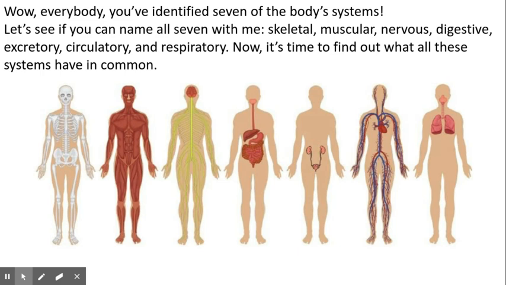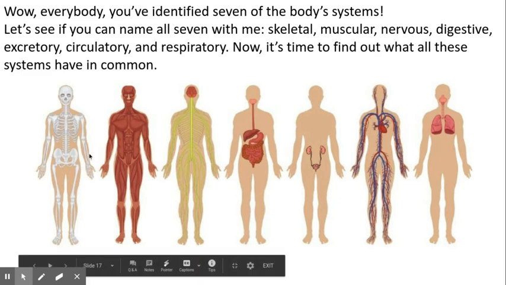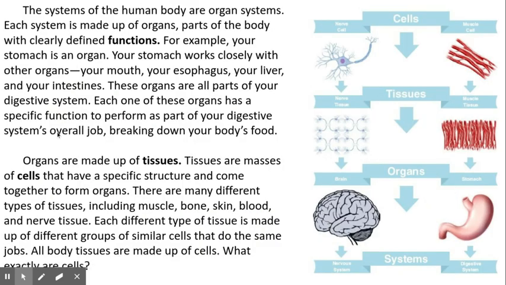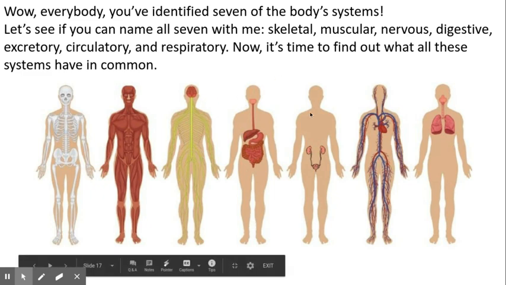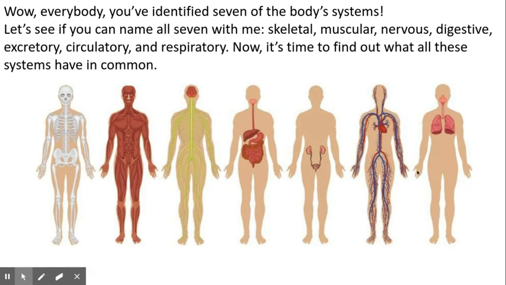Wow. Everybody, you've identified 7 of the body's systems. Let's see if you can name all 7 with me. So let's go. You can look at the picture. We have the skeletal system, the muscular system, the nervous system, the digestive system, the excretory system, the circulatory system, and the respiratory system. Now it's time to find out what all these systems have in common.